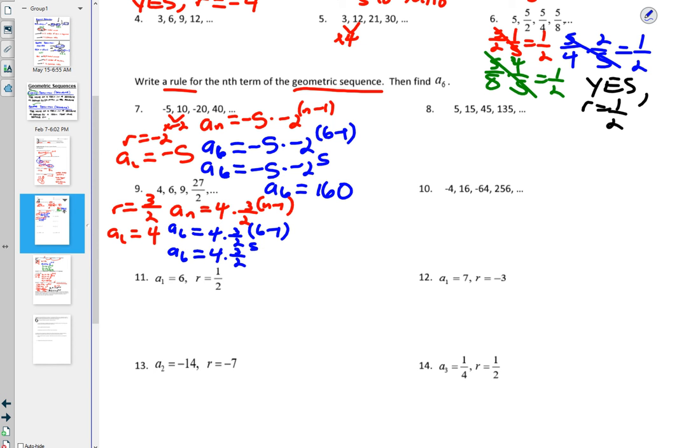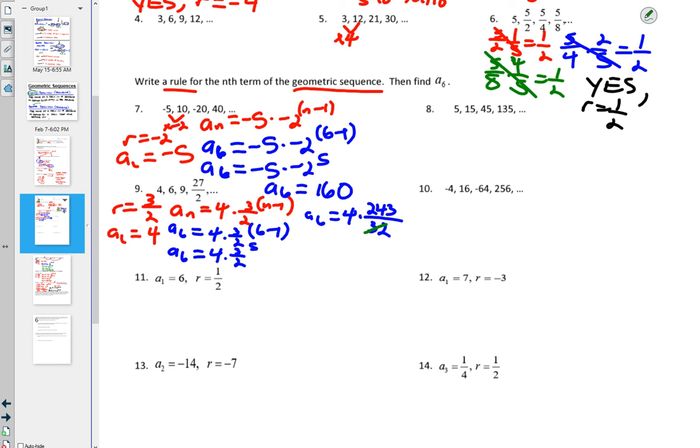But since we learned properties of exponents earlier this year, what happens when you take a fraction to a power? What are you allowed to do when you take a fraction to a power? Distribute. 3 to the 5th. So a sub 6 is equal to 4 times 243 over... I know that 2 to the 5th is 32.